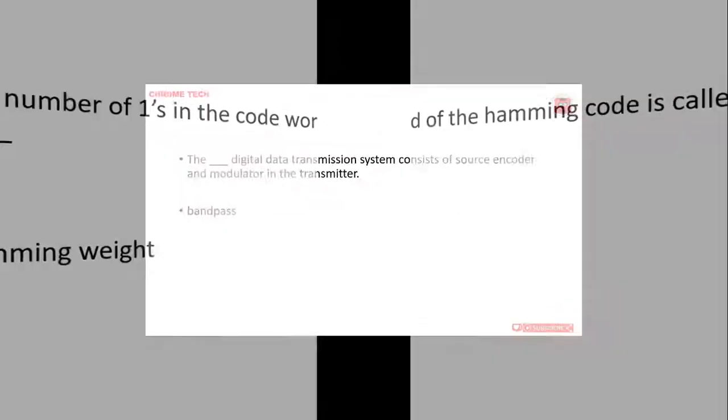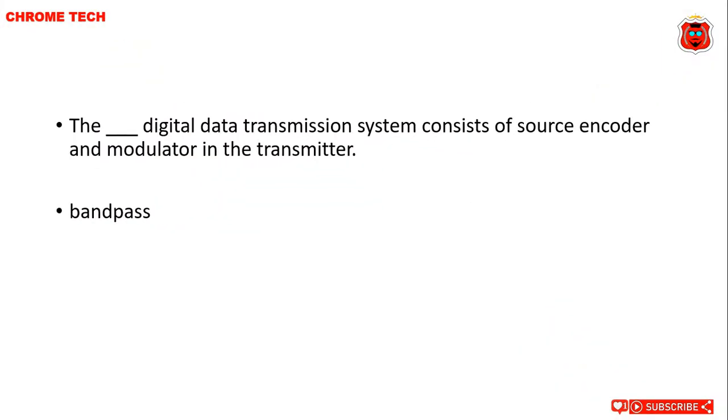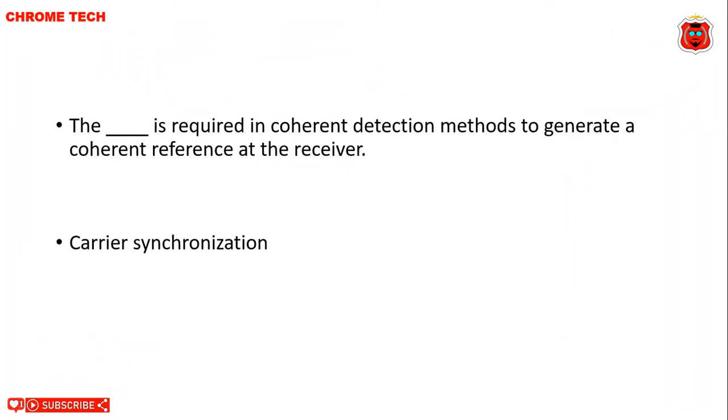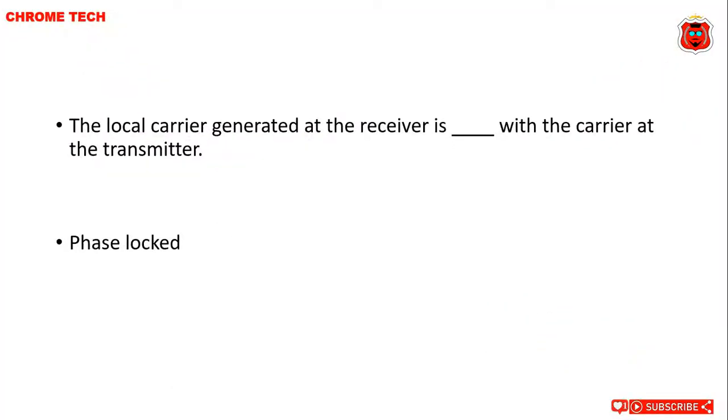Next question. The dash digital data transmission system consists of source encoder and modulator in the transmitter. Bandpass. Bandpass is the correct answer. Bandpass digital data transmission system. The dash is required in coherent detection method to generate a coherent reference at the receiver. Carrier synchronization. Carrier synchronization is the correct answer. The local carrier generated at the receiver is dash with the carrier at the transmitter. Phase lock. Phase lock is the correct answer.